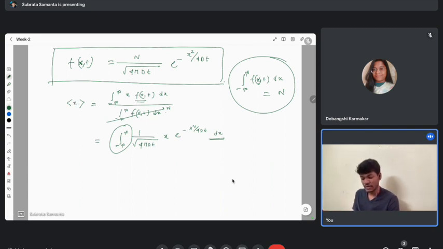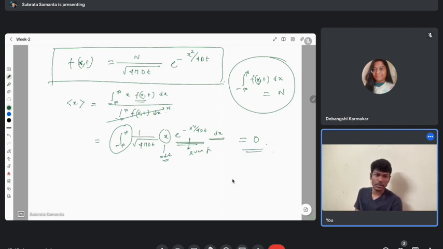Then again, the same trick. e to the power minus x square is an even function, and x is an odd function. We are integrating over minus infinity to infinity, so both sides contribute, and once one changes sign, the other does not. So you get 0.